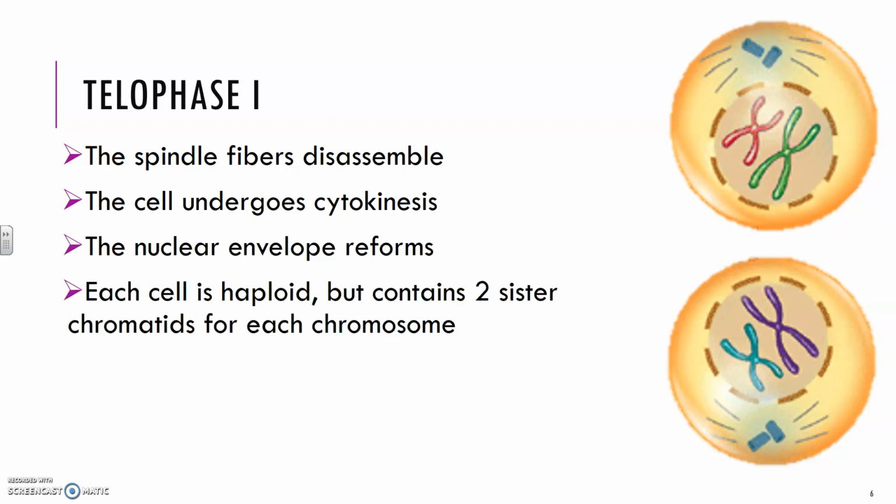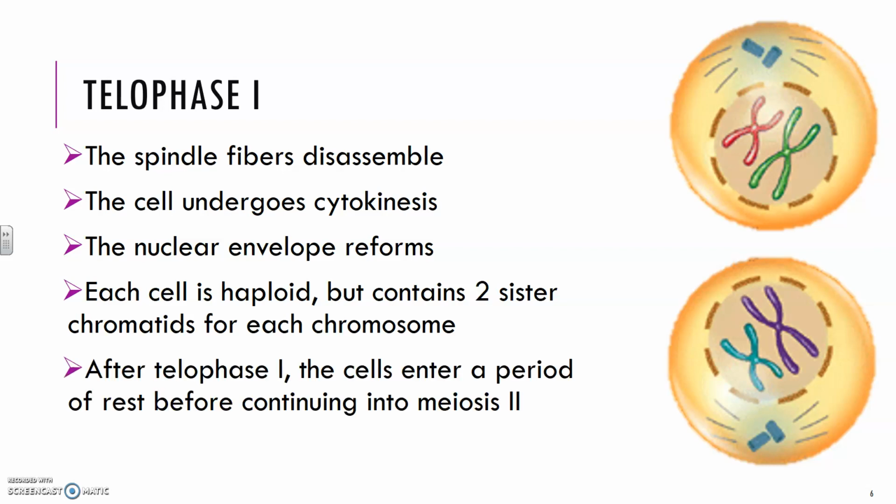You're also going to see that you have 2 separate cells. Each cell is haploid, because each contains half of the total number of chromosomes. But each of these chromosomes still contains 2 sister chromatids, so they're still duplicated chromosomes. After telophase 1, the cells enter a period of rest, very similar to interphase, though not quite as intense or as long, before they continue into meiosis 2.